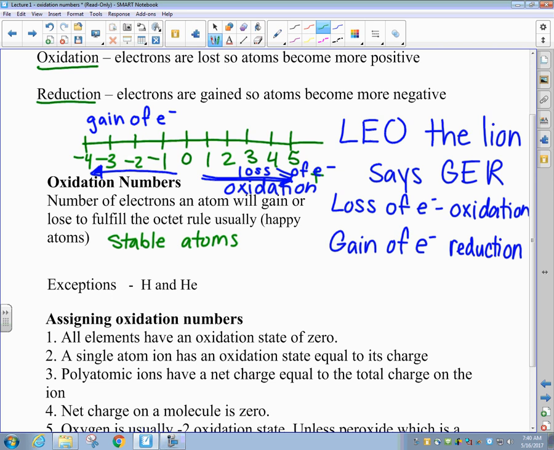There are, of course, exceptions. Two of the exceptions that we encounter quite a bit are hydrogen and helium. Hydrogen and helium are stable with only 2 valence electrons. And of course, the octet rule means that most atoms are stable with 8 valence electrons.